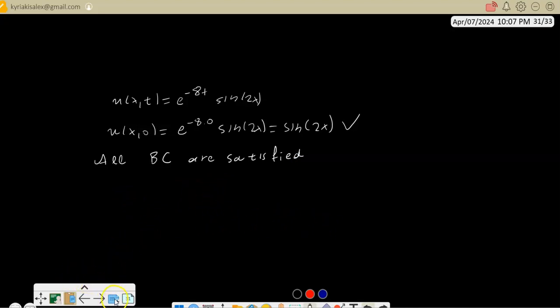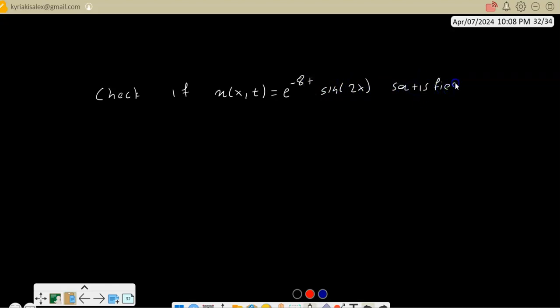Now the next step is to check if my solution, if this function that I have here, satisfies the PDE. What I have to do is to find the first derivative with respect to t, then the second partial derivative with respect to x, and see if this PDE is satisfied.